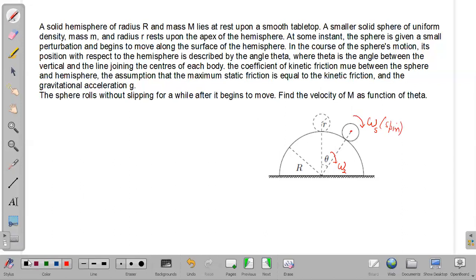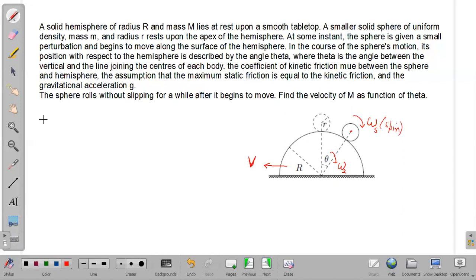Now, since the sphere is rolling without slipping, further I assume that the hemisphere is moving to the left with linear velocity capital V. I assume the velocity of the hemisphere as V to the left side, right?